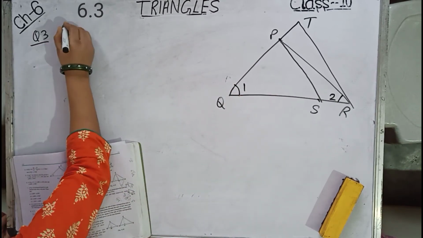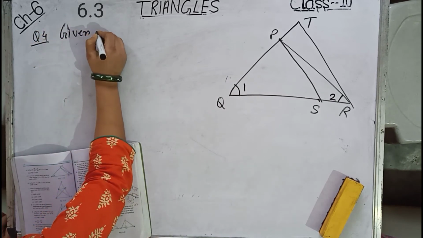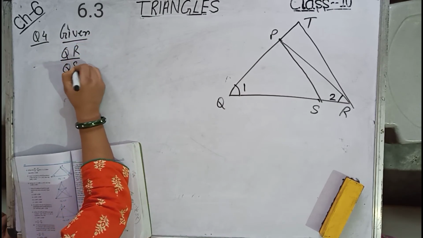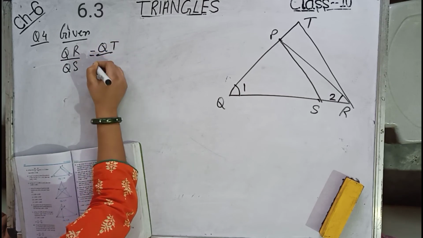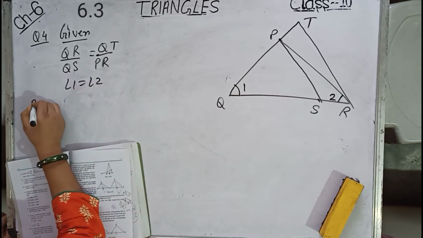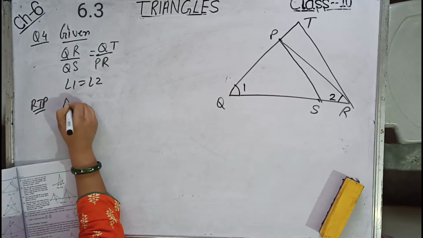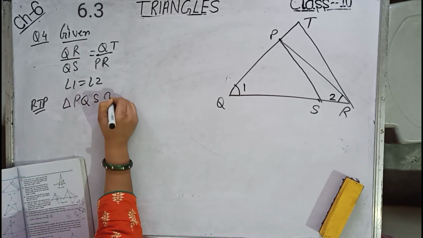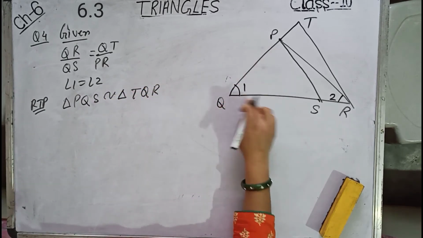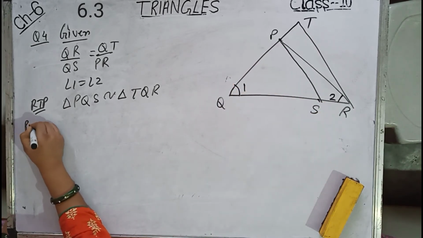Now the given part: QR by QS equals QT by PR, and angle 1 equals angle 2, and required to prove is triangle PQS is similar to triangle TQR. PQS and TQR, they are similar, we have to prove. Now the proof part.